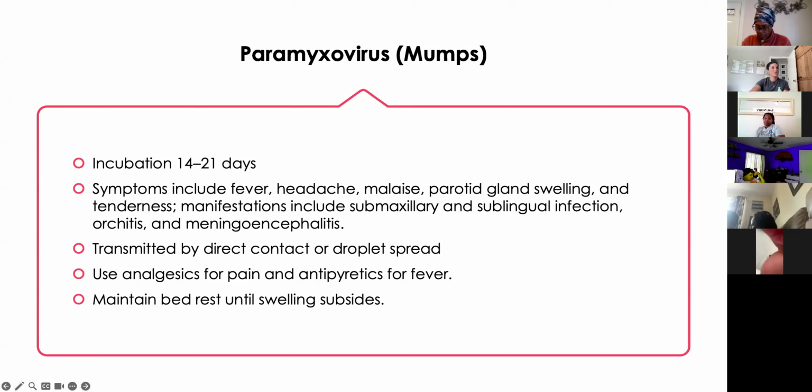So for this, we're going to make sure that we are doing pain control for that gland swelling and tenderness, as well as any pain associated with that infection in the jaw, and then keeping our fevers down as well.